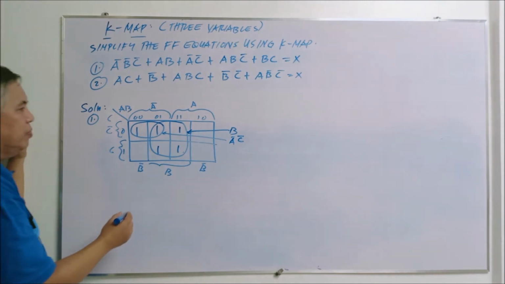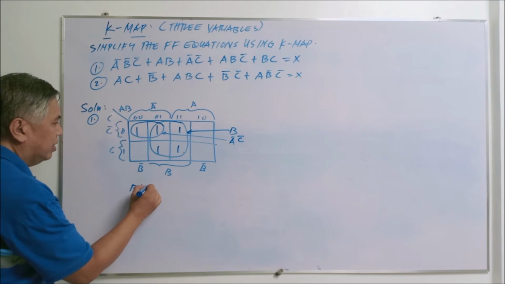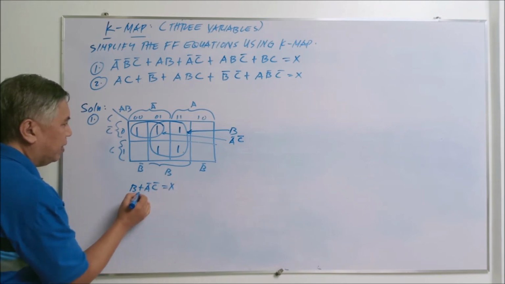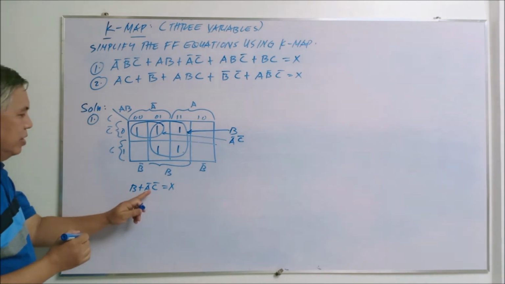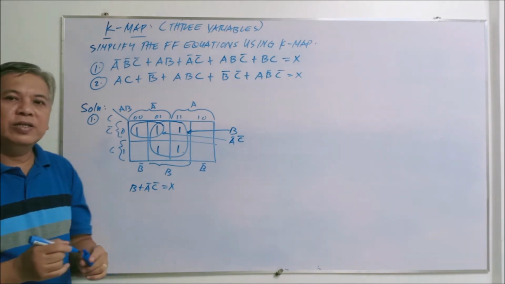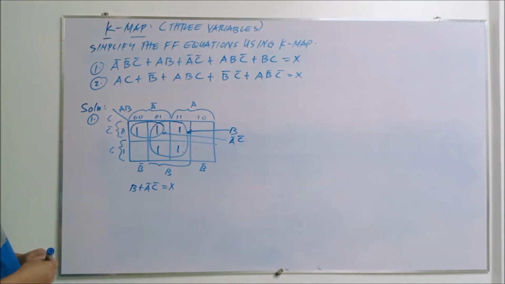So your equation will now be B plus A bar, C bar is equal to X. Again, why plus? Because this is a product term, this is another product term, and they are logically added together. The sum of product expression.